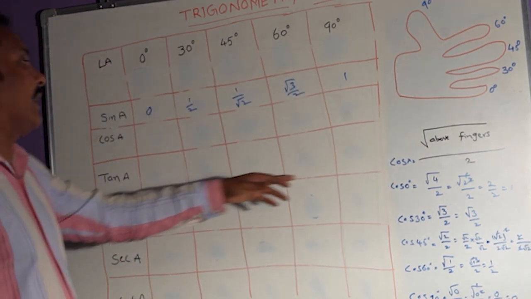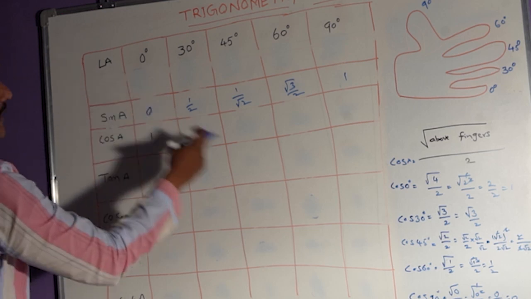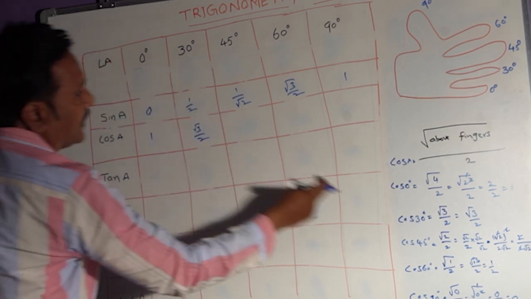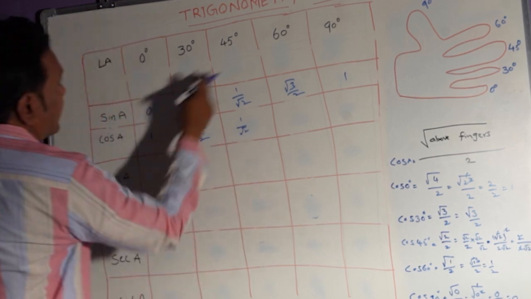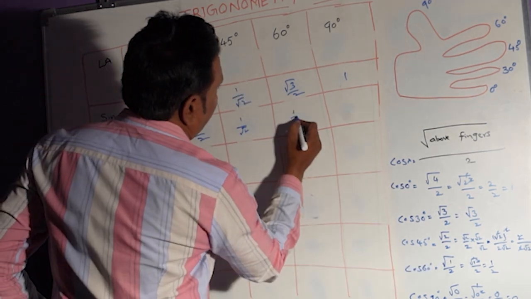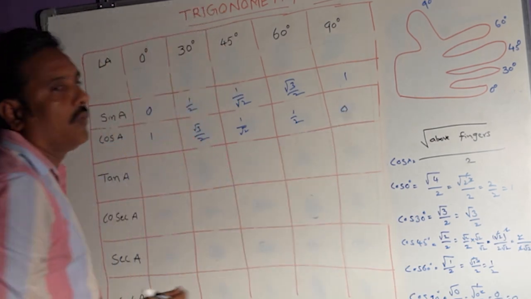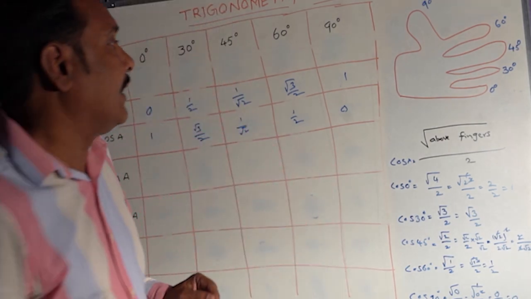Okay. Cos values. Cos 0 degree is equal to 1. Cos 30 degree is equal to root 3 by 2. Cos 45 degree is equal to 1 by root 2. Next, cos 60 degree value is 1 by 2. Then next, cos 90 degree value is 0. Okay, is it clear? Next, tan values.